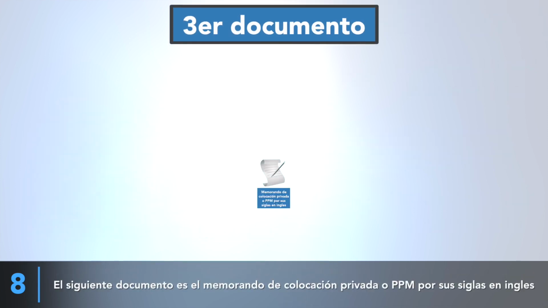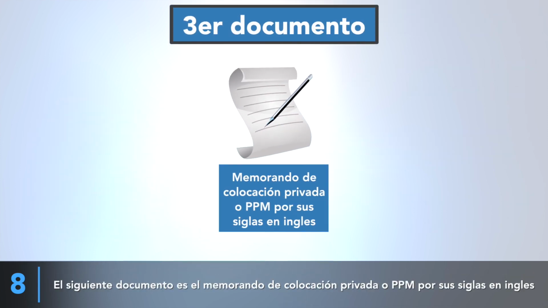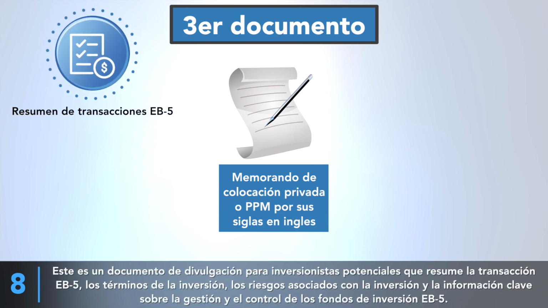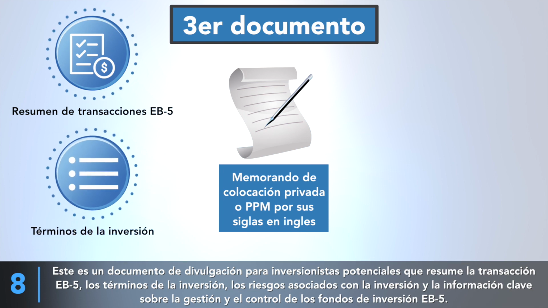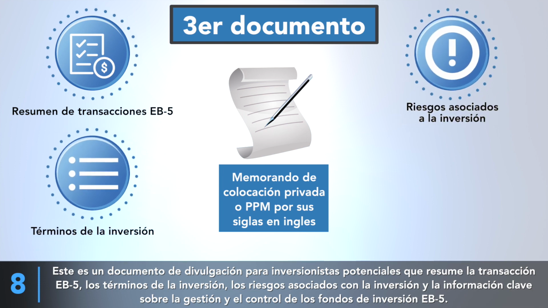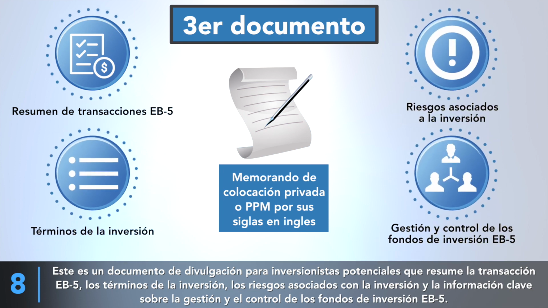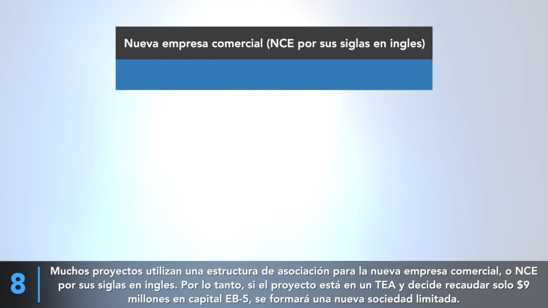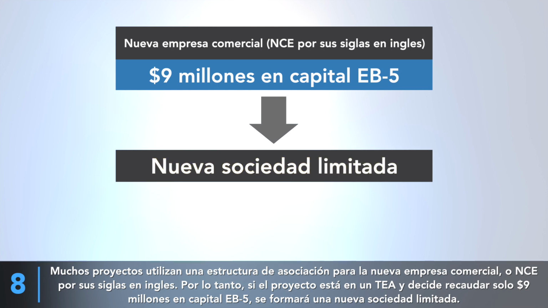The next document is the Private Placement Memorandum, or PPM. This is a disclosure document to potential investors summarizing the EB5 transaction, the terms of the investment, the risks associated with the investment, and key information regarding the management and control of the EB5 investment funds. Many projects use a partnership structure for the new commercial enterprise, or NCE. Therefore, if the project is in a TEA and decides to raise only $9 million in EB5 capital, a new limited partnership will be formed.